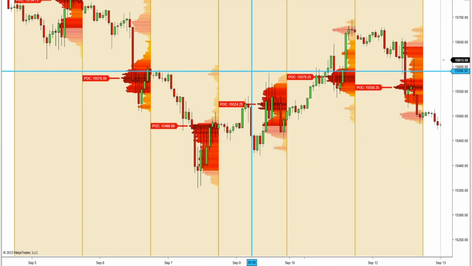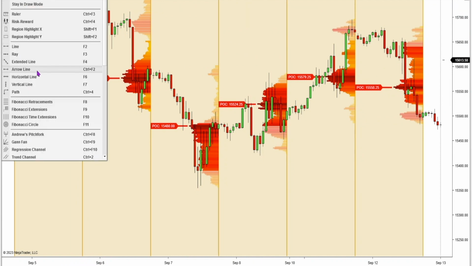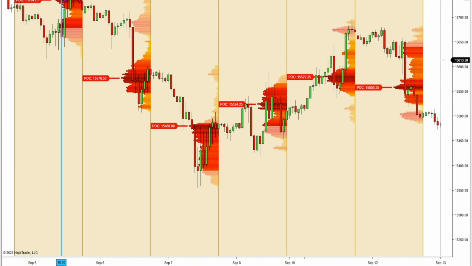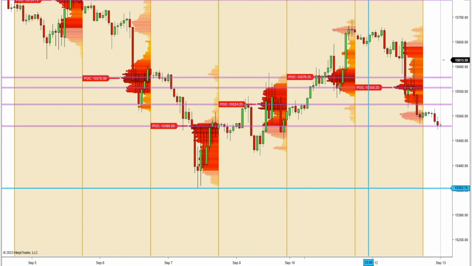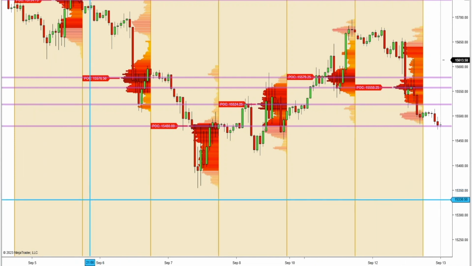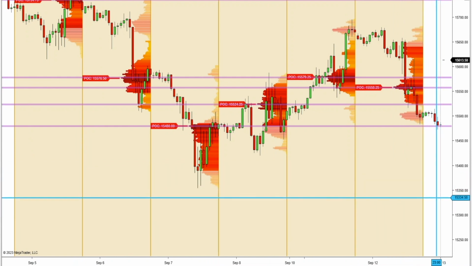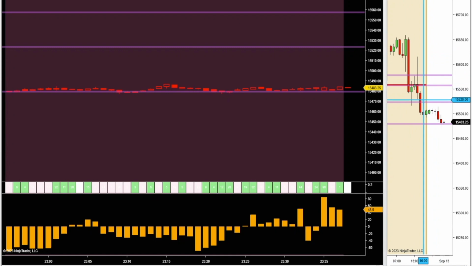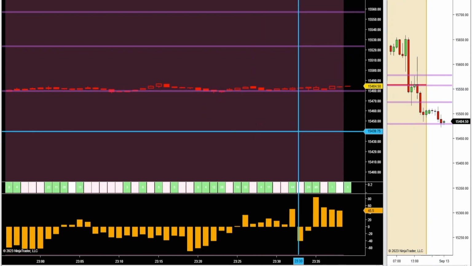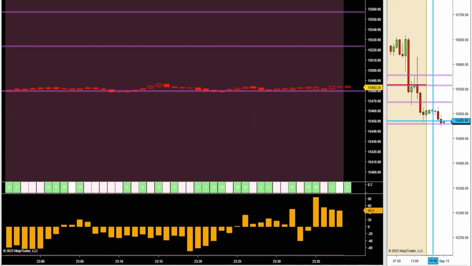So now that I have all these points of control from the previous days on my chart, I'm going to go back and add horizontal lines. So there I've got all my lines from September 12th back to September 5th. And we're looking at the trading day of September 13th right now. So I've got my 60-minute chart over here, and then I've got my 1-minute chart. It's got all the exact same levels that I just posted on the 60-minute chart.